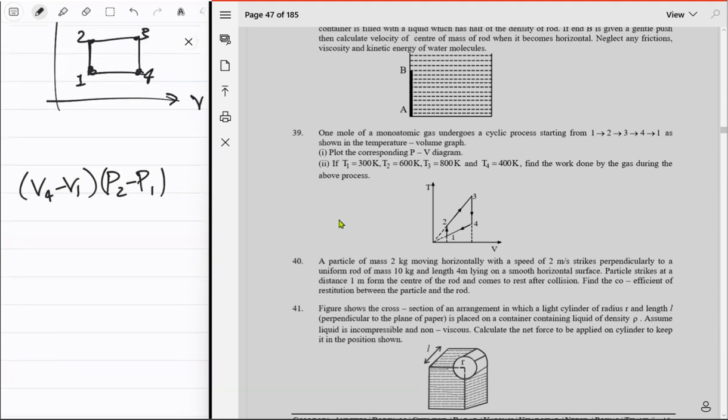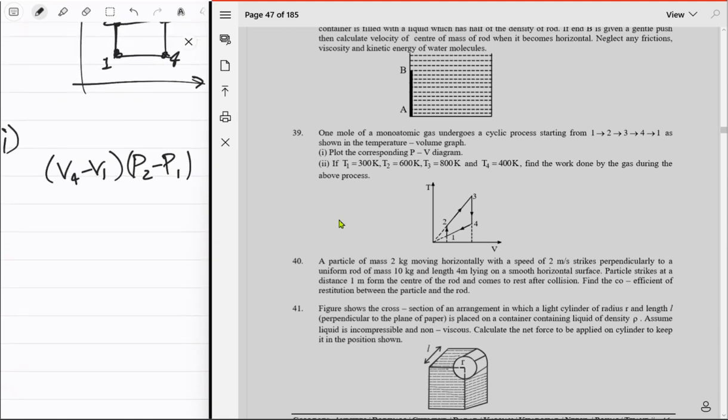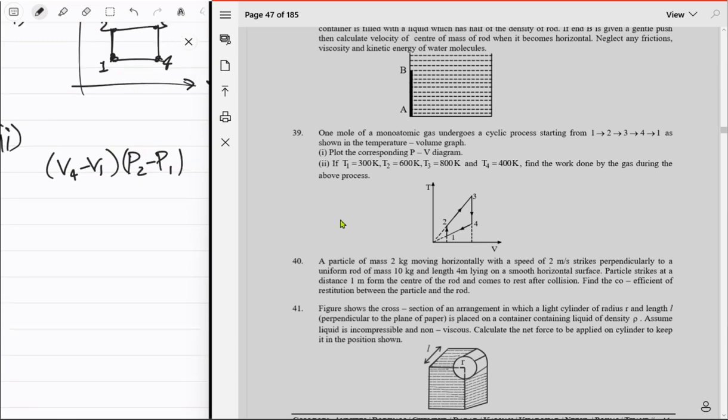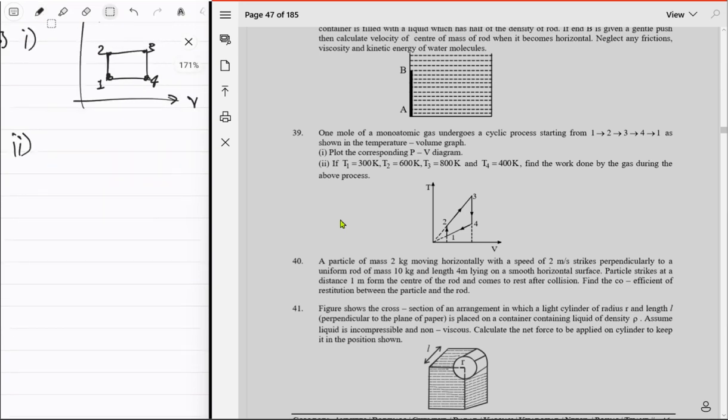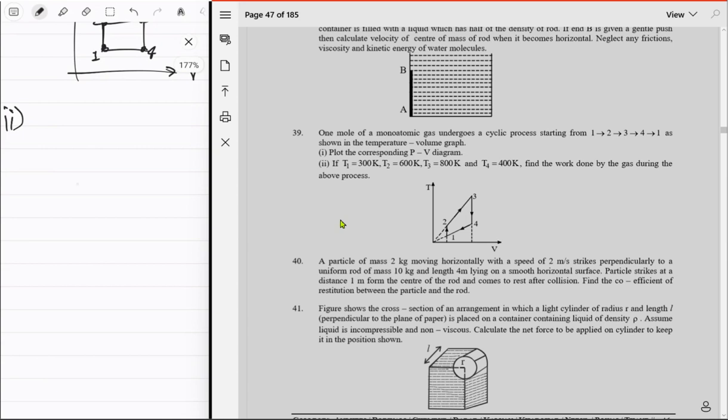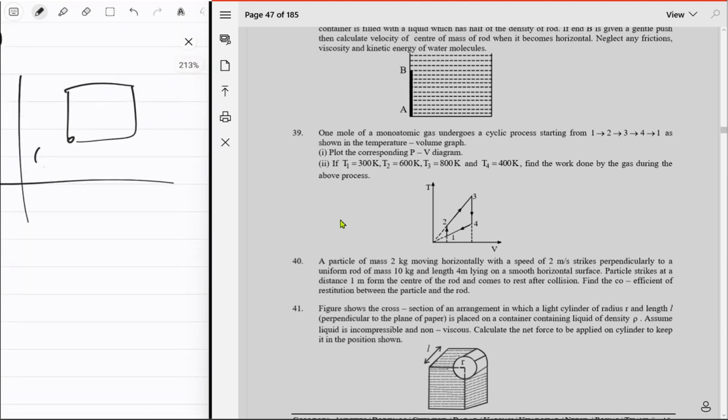So work done, but then how did you figure out what is going to happen? nRT or something, right? Okay. So for the second part we first have to modify the diagram. What is happening then? In 1, the temperature is 300 Kelvin. Just call this V0, just 300 Kelvin.